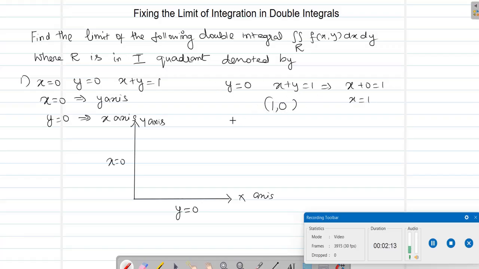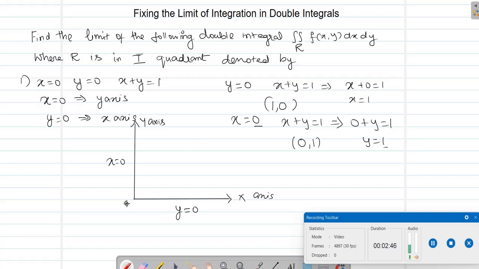Next, arbitrarily choose x as 0. Then what will happen? We have x plus y equal to 1, which will give us, when x goes as 0, plus y equal to 1 or y equal to 1. So what will be the point? This point is x and y, so 0 comma 1. Hence we have 2 points through which the line x plus y equal to 1 passes. So we will plot these 2 points.